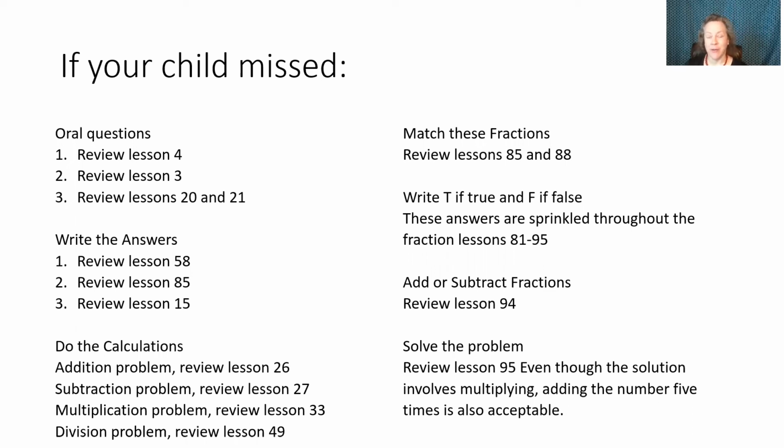For the match these fractions section, review lessons 85 and 88. For the true and false questions, these answers are sprinkled throughout the whole fractions section, so those are lessons 81 through 95. Then the add or subtract fractions is reviewing lesson 94. And for the last one, the solve the problem, this is the perimeter problem, review lesson 95. Even though the solution in your book involves multiplying the fractions, your child can go ahead and add that mixed number 5 times. That is completely acceptable.